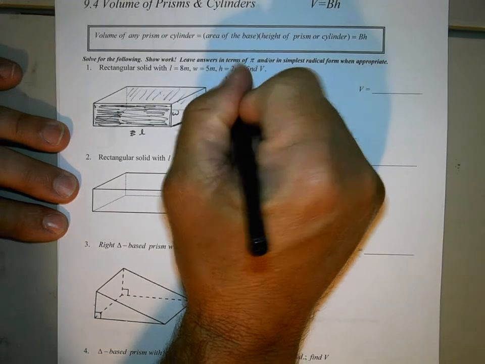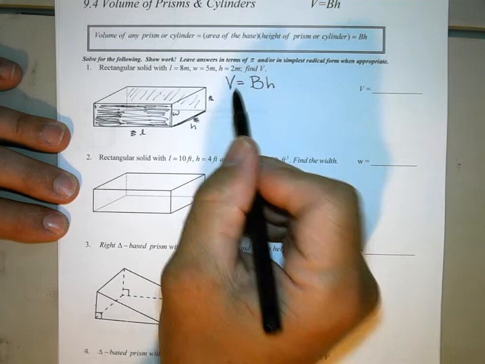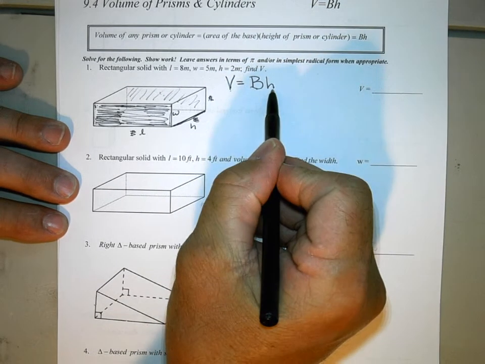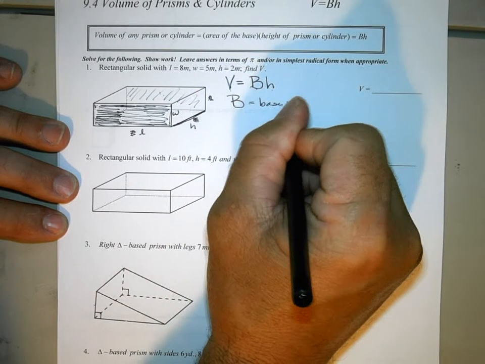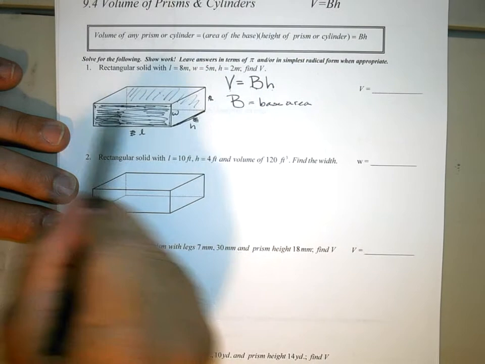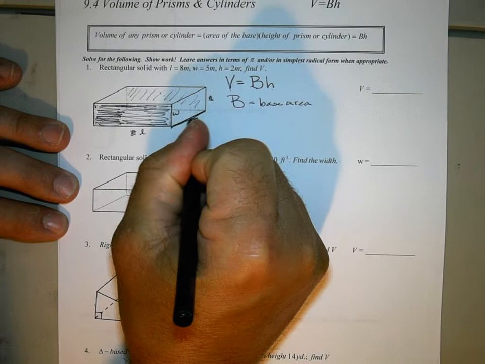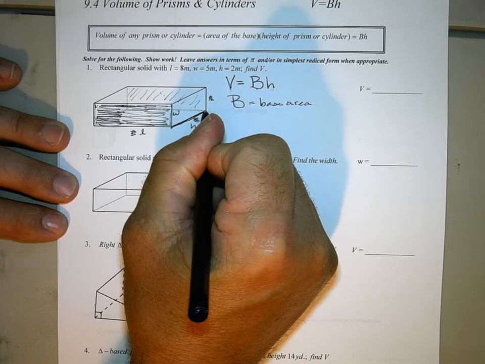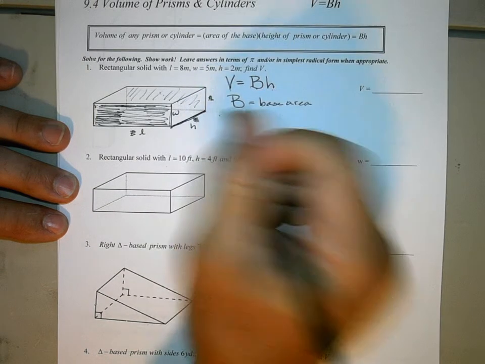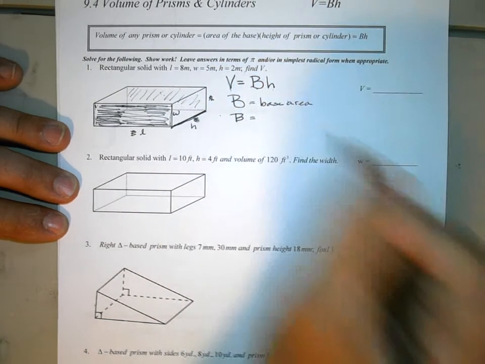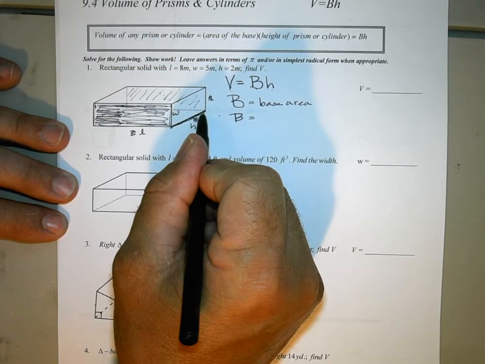So how do we find the volume of a prism? Well, it is the base area times the height, or what I say, volume equals big B times H, where big B equals the base area. So if we can find the area of this base and then multiply it times the height of the prism, we will have the volume of the prism. So what I'll be asking you to do is most times find the area of the base and then multiply it times the height.